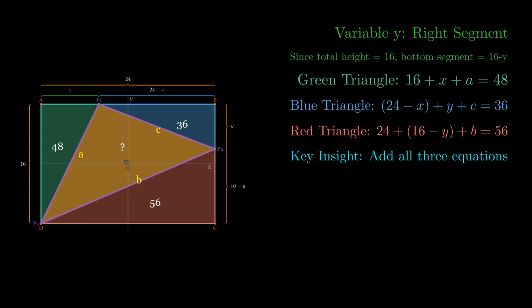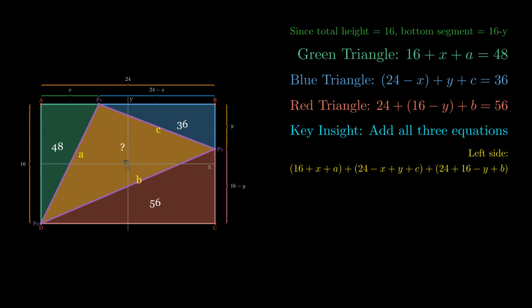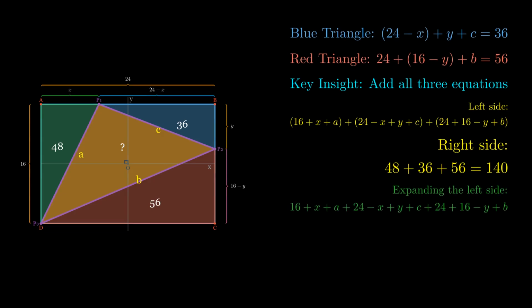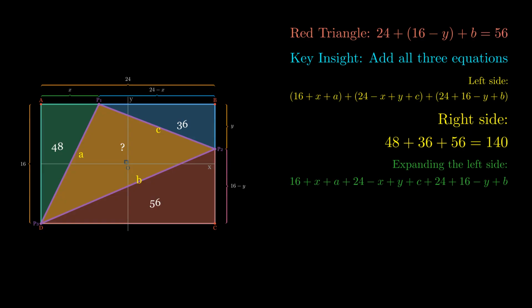The key insight is to add all 3 equations together. Let's add the left sides of our 3 equations. The right sides add up to 48 plus 36 plus 56, which equals 140. Let's expand the left side by removing parentheses. Now we'll group similar terms, collecting a, b, c together, all constants together, and see what happens with x and y.